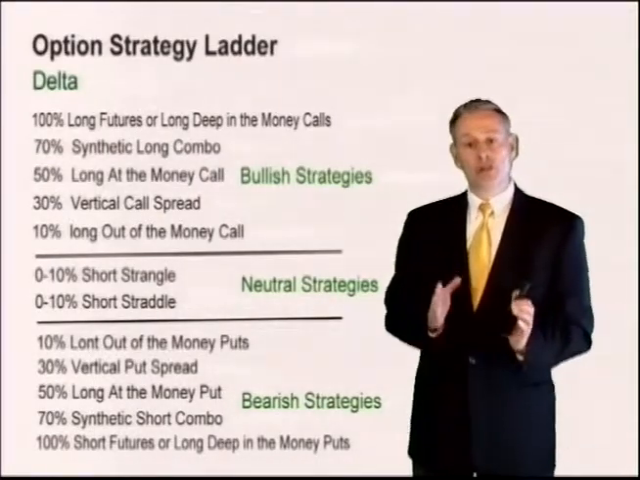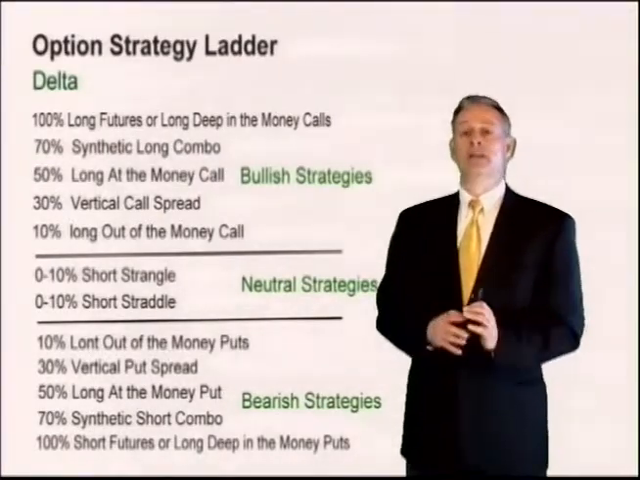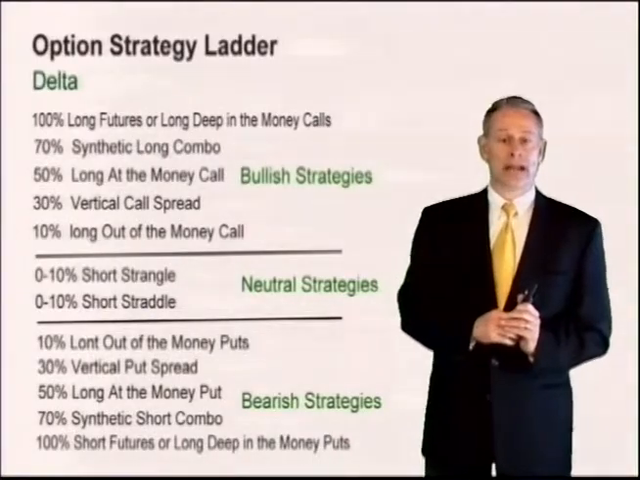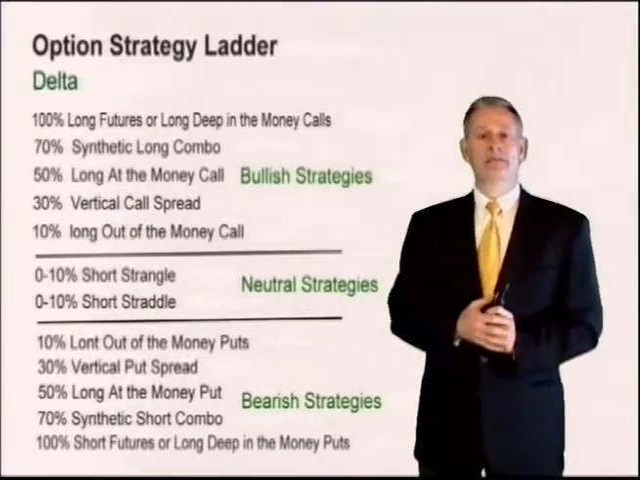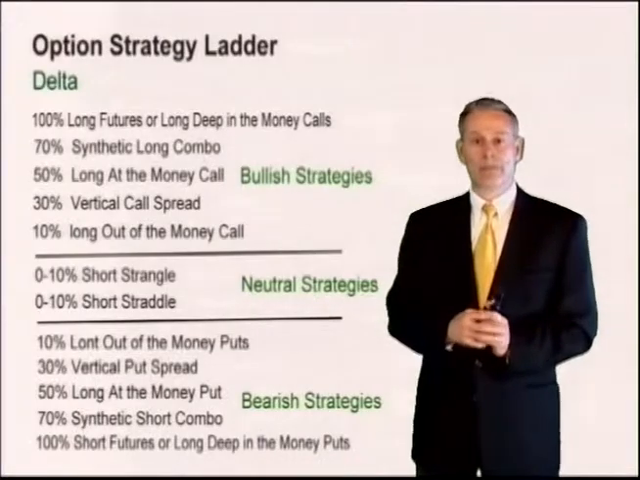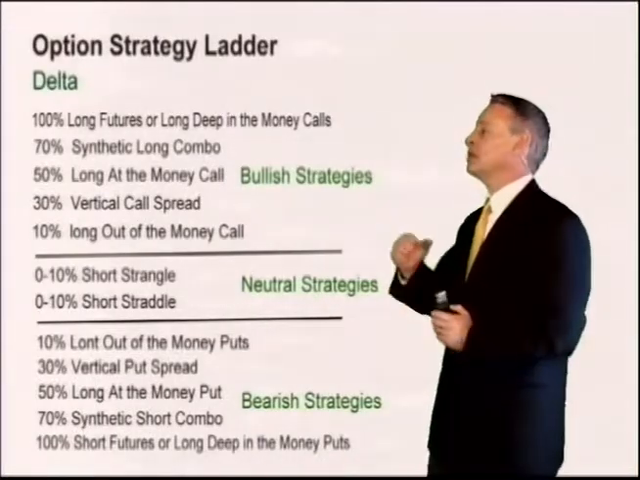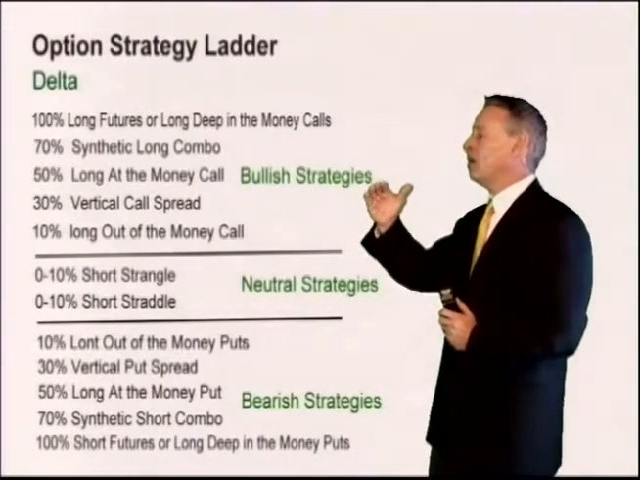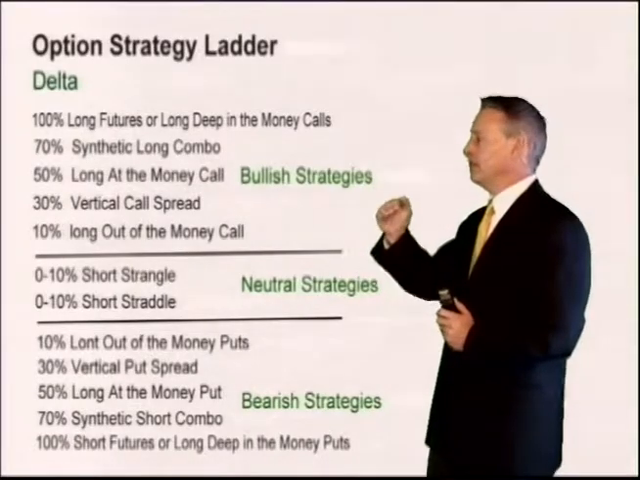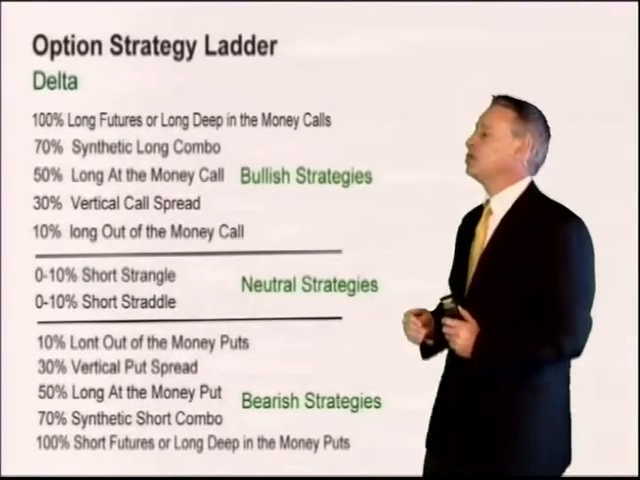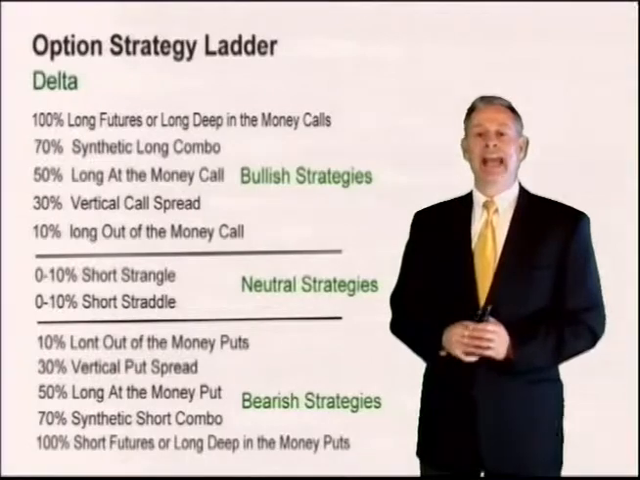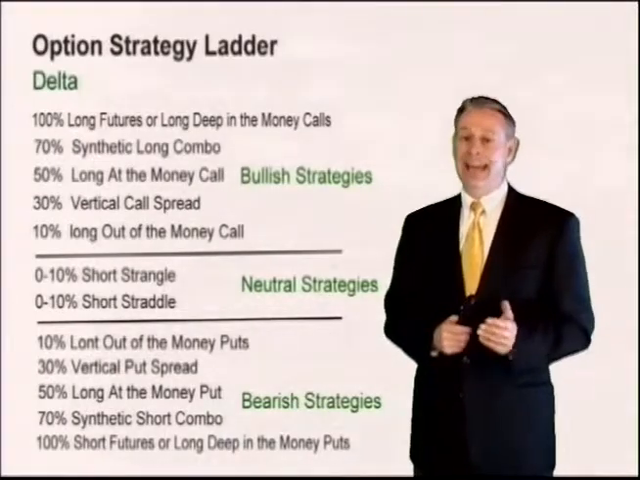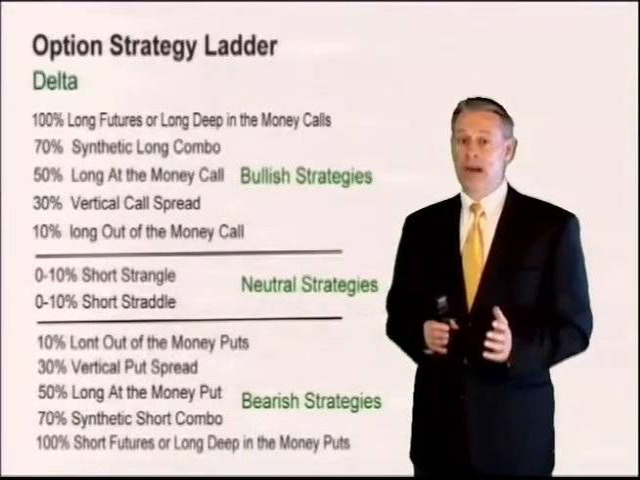Now, if you're neutral the marketplace, there's a couple of strategies that you can look at. One is a short strangle and the other is a short straddle. The short strangle is where you're selling an out of the money call and an out of the money put of different strike prices, and a short straddle is where you're selling an at the money put and an at the money call of the same strike price.